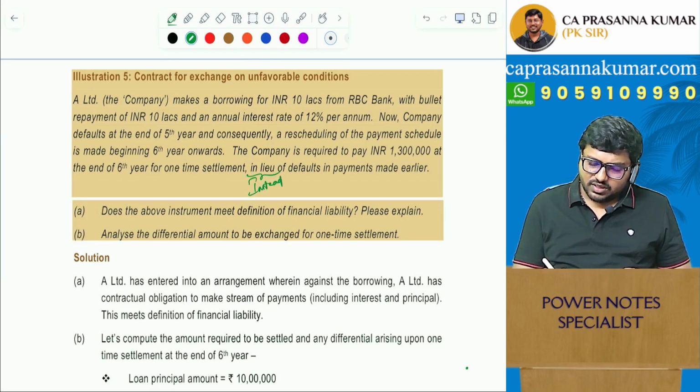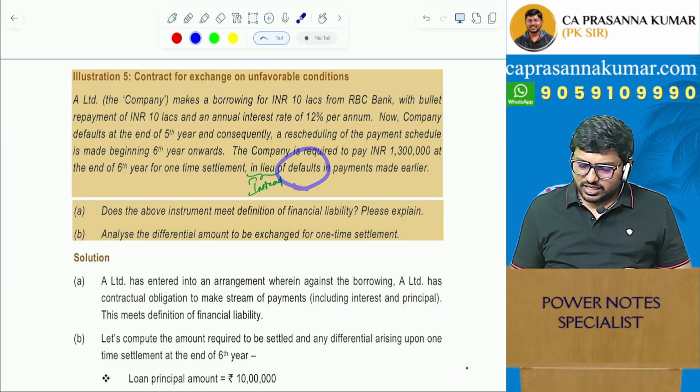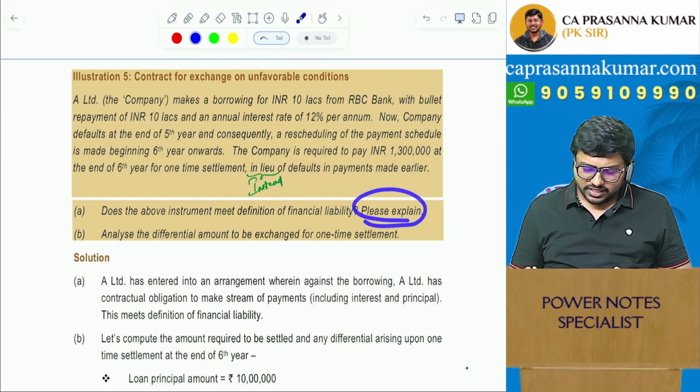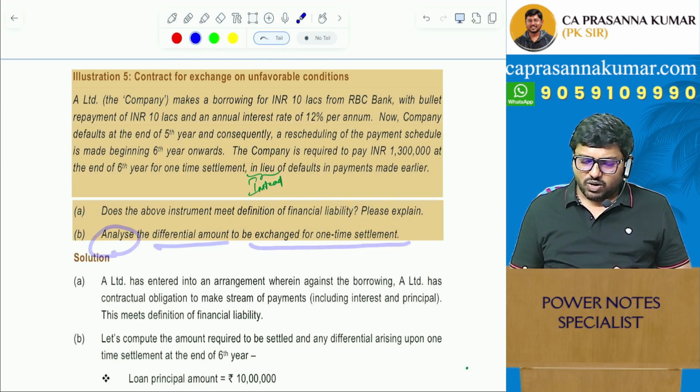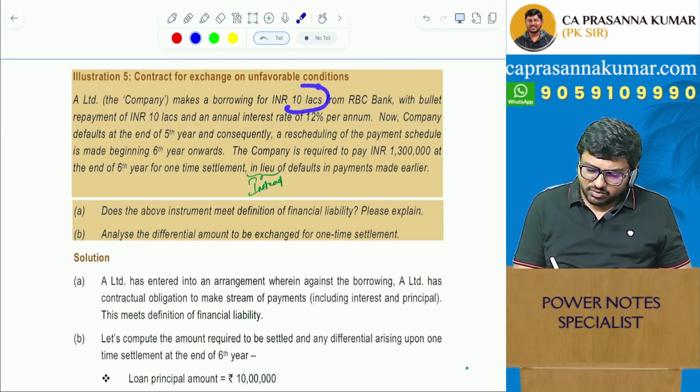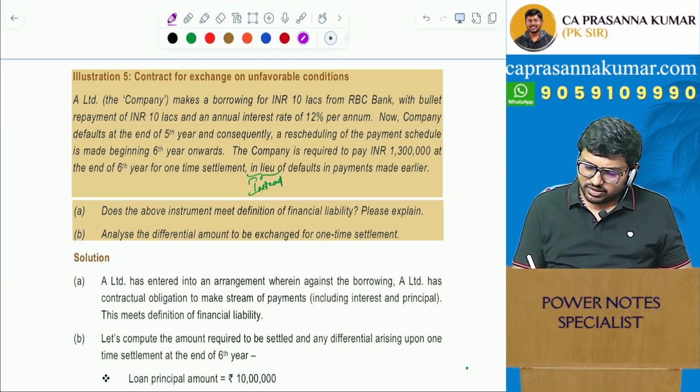So, in lieu of defaults in payments made earlier. All right. Does the above instrument meet the definition of financial liability? Please explain. Analyze the differential amount to be exchanged for one-time settlement. Okay. Now, you tell me how much. What is the principal amount that you have to repay? 10 lakhs. Okay, let me do the calculation over here.